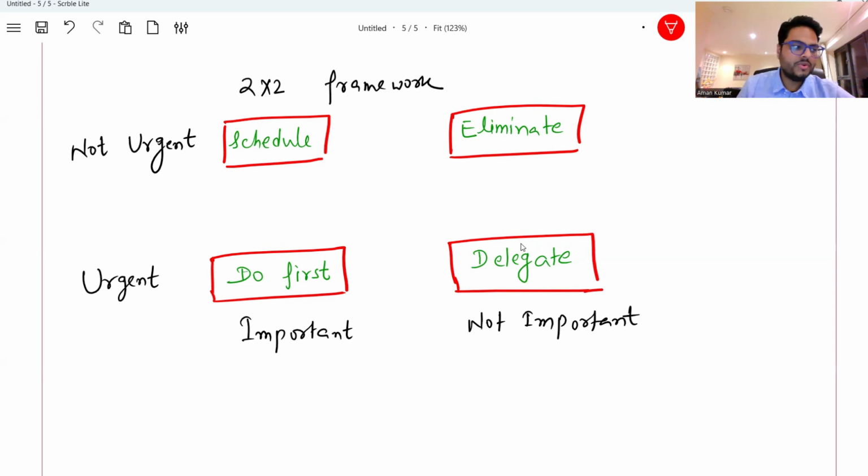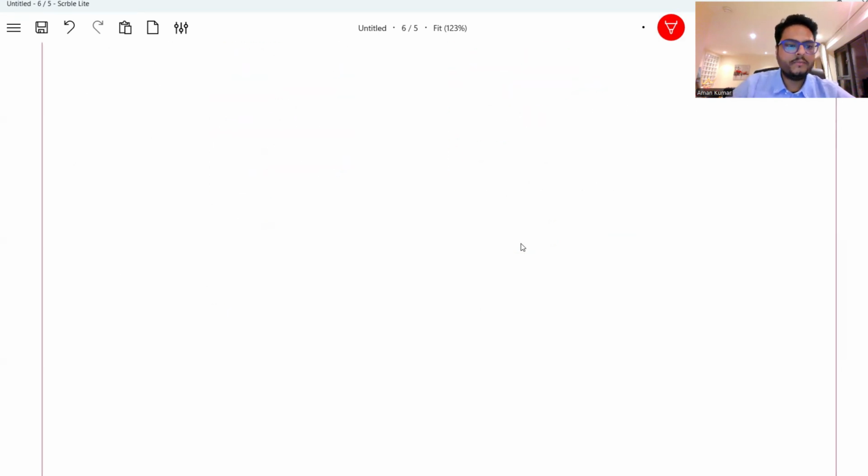So if I have to give one real world example, for example, here I will say low cost project or low cost solution. Here I will say high cost solution. I'm just giving you one real world example of this. Here I will say high benefit, and here I will say low benefit.